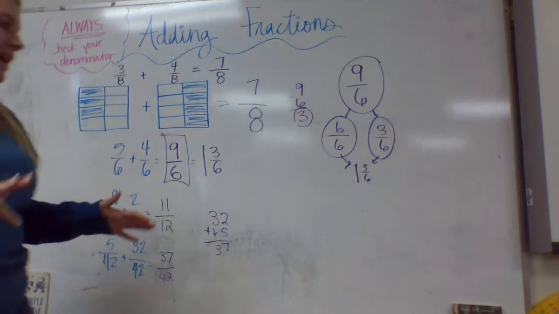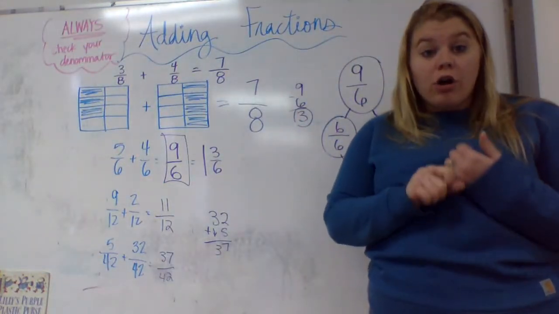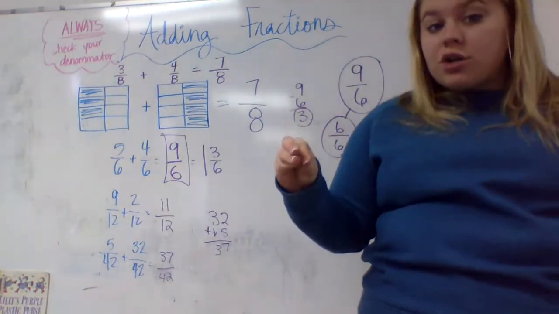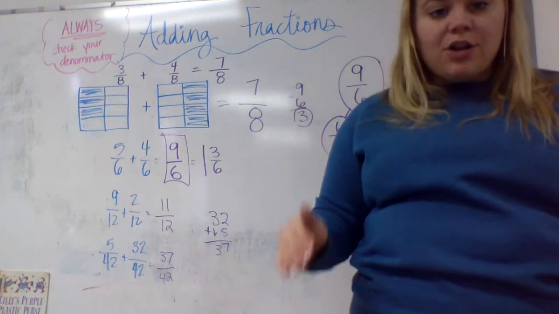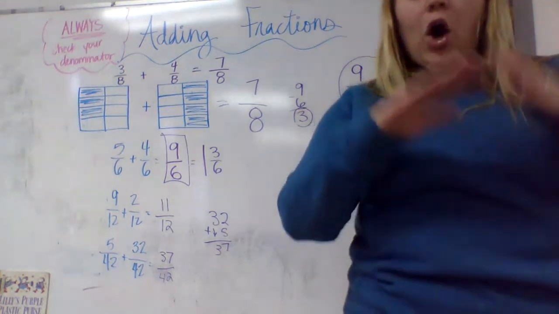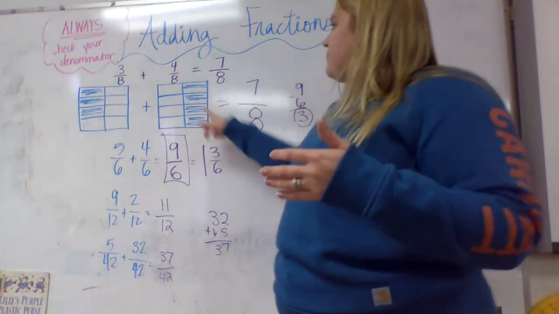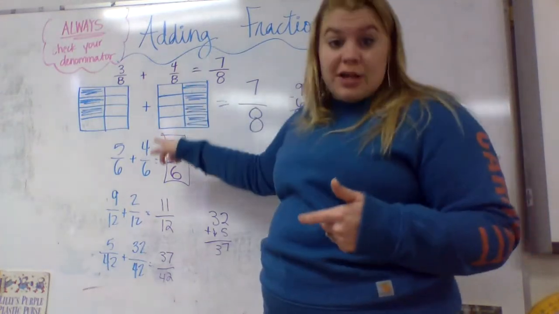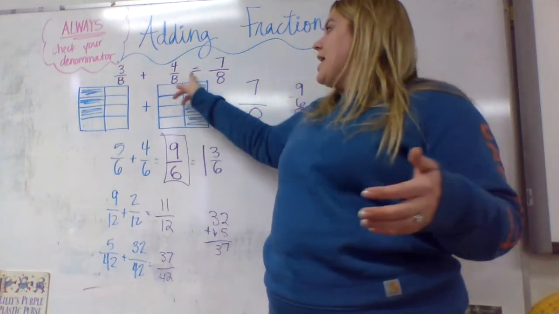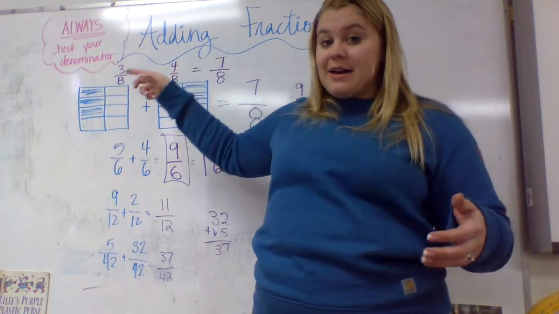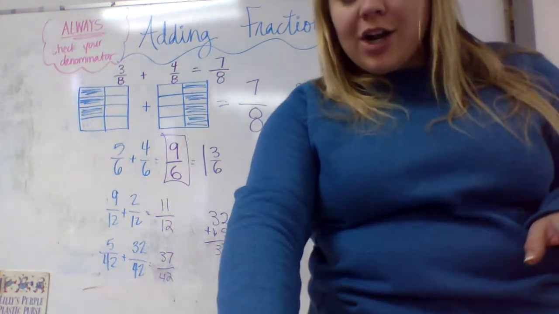Adding fractions is not super difficult as long as you make sure your denominators are the same. Once you know your denominators are the same, you need to know that they stay the same. You do not add denominators. The only thing you add, the only thing that could change is the numerator, because I can't change the number of pieces in a whole. So my denominator can't change, but I can change the total number of pieces of that whole that I have. That's why my numerator changes. Denominator never does.